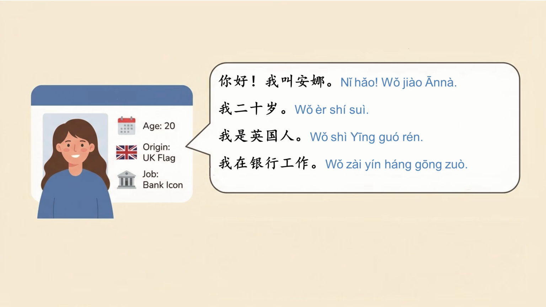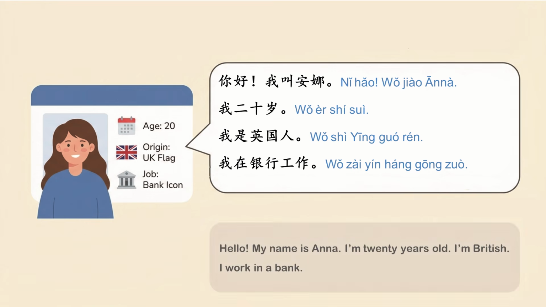Now that we've practiced all the key parts, greetings, name, age, place, education, job, let's put everything together into one short, simple self-introduction. 你好，我叫安娜，我20岁，我是英国人，我在银行工作。Hello, my name is Anna. I'm 20 years old. I'm from the UK. I work in a bank.